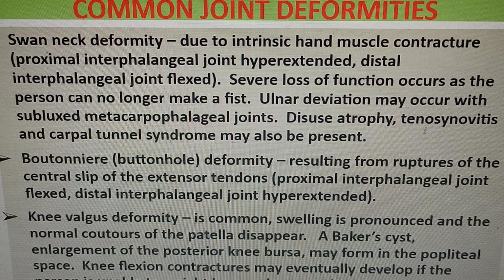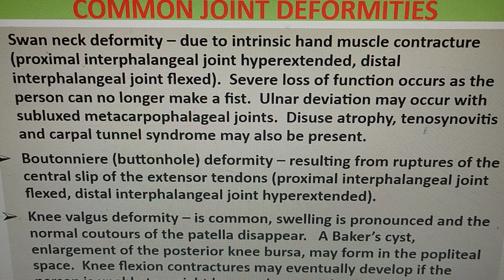So the boutonniere, or buttonhole, deformity results from rupture of the central slip of the extensor tendons, extensor meaning the posterior forearm muscle tendons. The proximal interphalangeal joint is flexed and the distal interphalangeal joint is hyperextended. Interphalangeal meaning the joints in the fingers. There are so many joints here, like between joints.